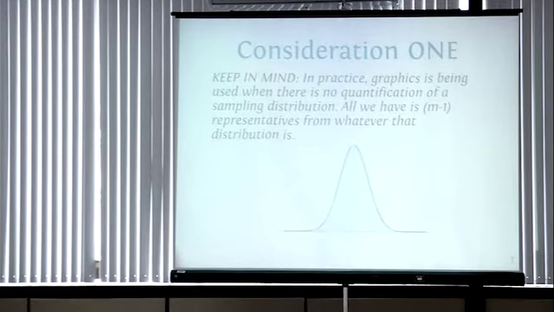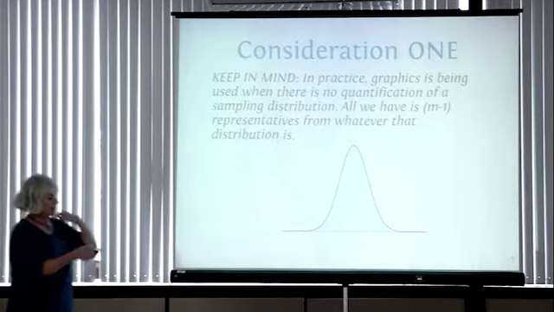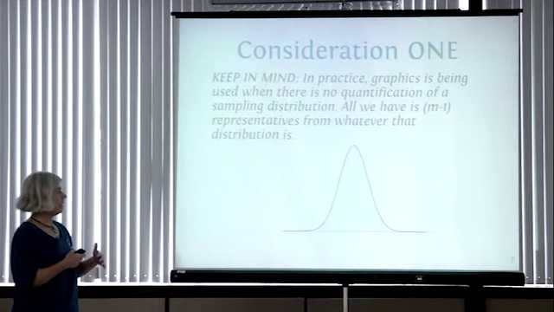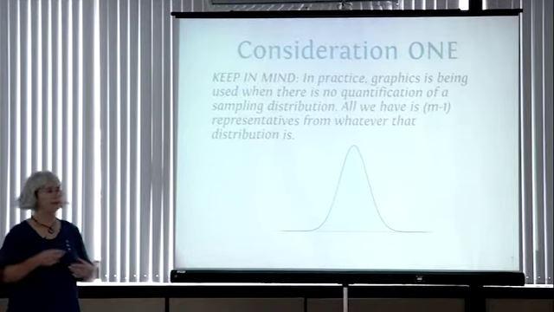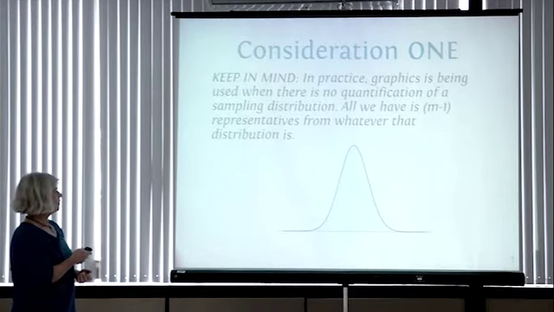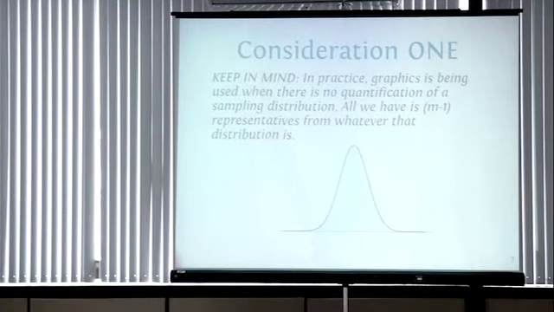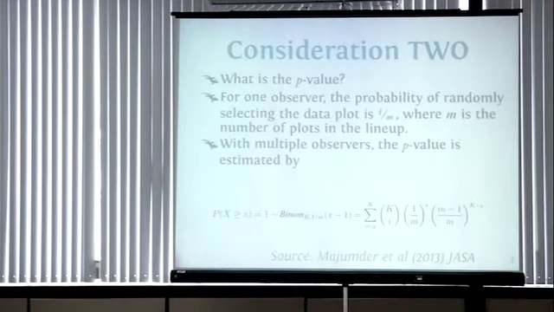Right. And so in general with graphics, we don't really have a quantification of what that null distribution is. But we may be able to specify a process to draw from a null distribution. So we don't have this guy. We just have n minus 1 representatives from whatever we see. So we just have a whole set of these ones.